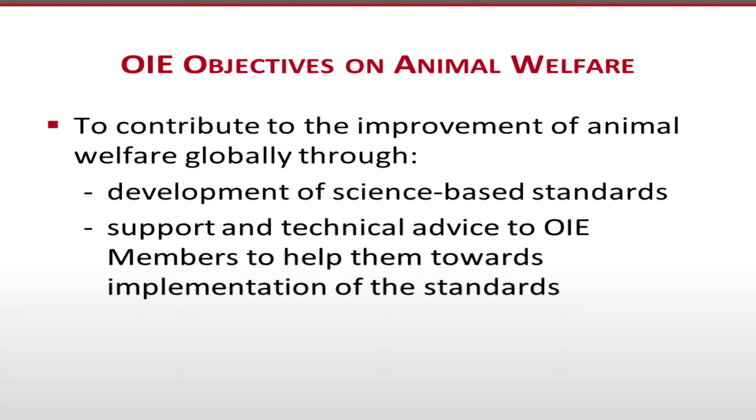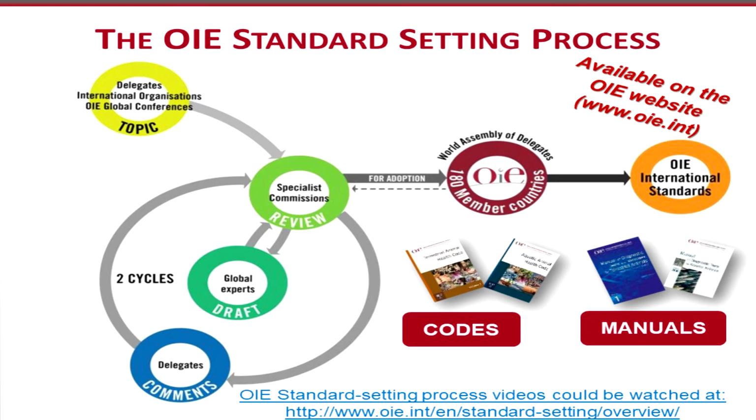The objective of animal welfare for OIE is to contribute to improved animal welfare globally through the development of standards that are science-based, and to support and give technical advice to the member countries to help them implement the standards. The standards are actually the tools I'm going to talk about. I want to show you the OIE process for setting the standards.